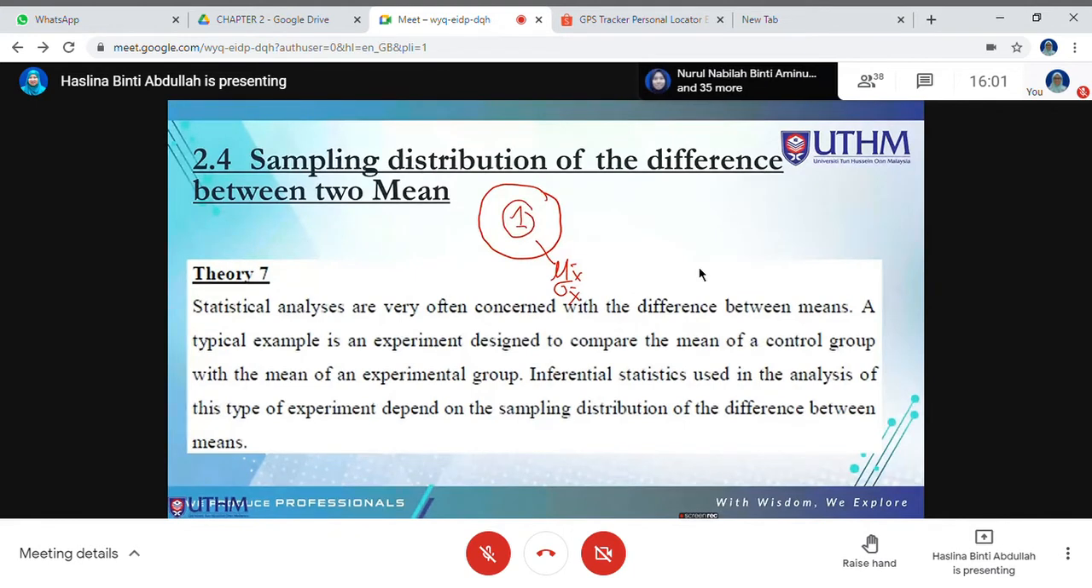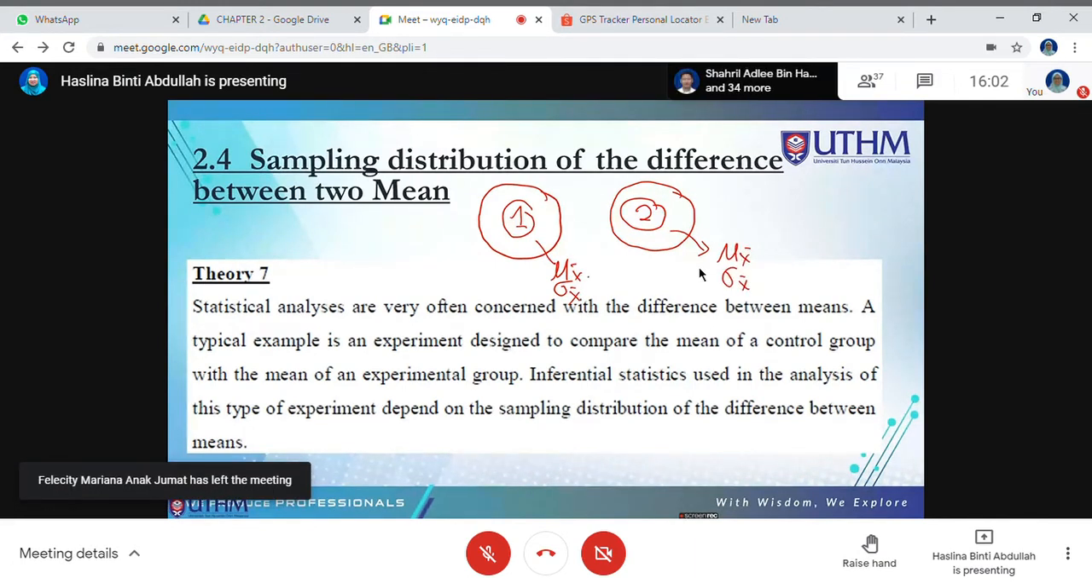For subtopic 2.4, we have another sample, which is the second sample. This sample also has the values of mu x bar and sigma x bar. So we state this one is mu x bar for the first sample, sigma x bar for the first sample, and this one is mu x bar for the second sample and sigma x bar for the second sample. And then we need to find the probability.